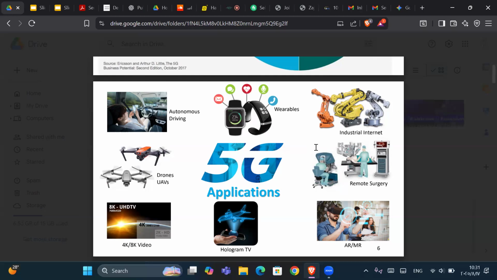We have drones and UAVs using the 5G. We have remote surgery applications. We have also some other applications related to just more data rate and better internet speed, like the 4K, 8K video, the hologram TV in the air, and the augmented reality, virtual reality kind of application, which require extensive high-speed internet with low latency, of course.